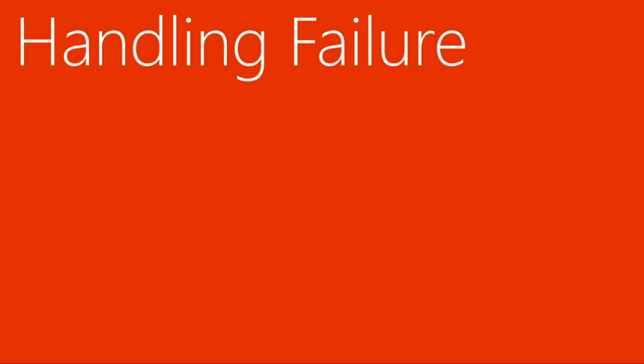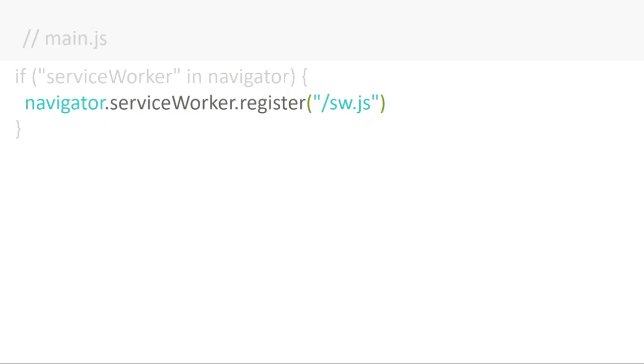So the next step is making sure you understand how to handle failure. This navigator.serviceWorker.register API is an async API. As you can imagine, it's loading a file from the network. And pretty much all new async APIs that are in the browser are promise-based.